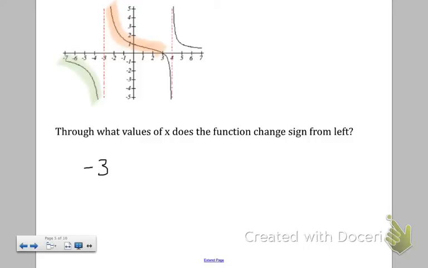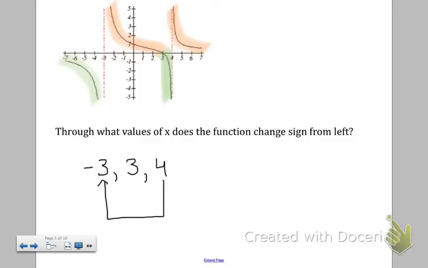Okay. Then from negative 3 to 4, it went back to negative. So my next sign change happened at 3 when it went from positive back down to negative. And then my last sign change happened at 4 because it jumped from negative back to positive. Okay? So I have x values of negative 3, 3, and 4 where those signs changed value.